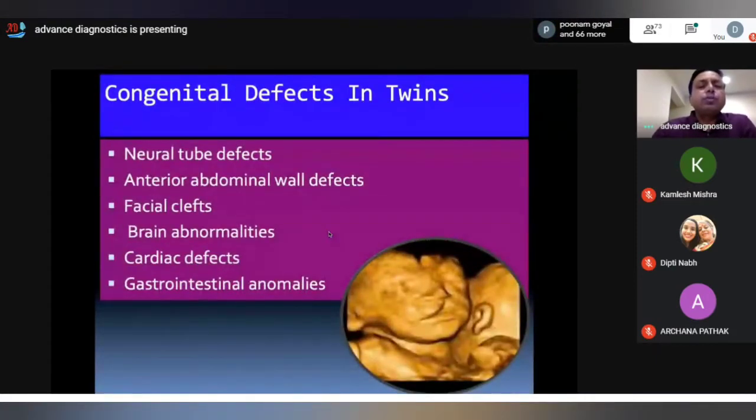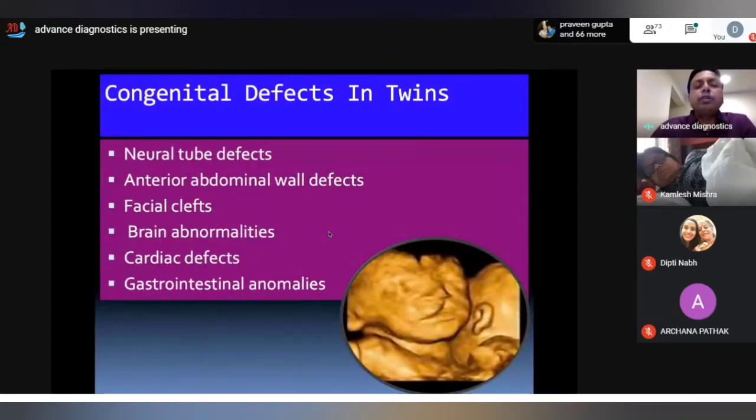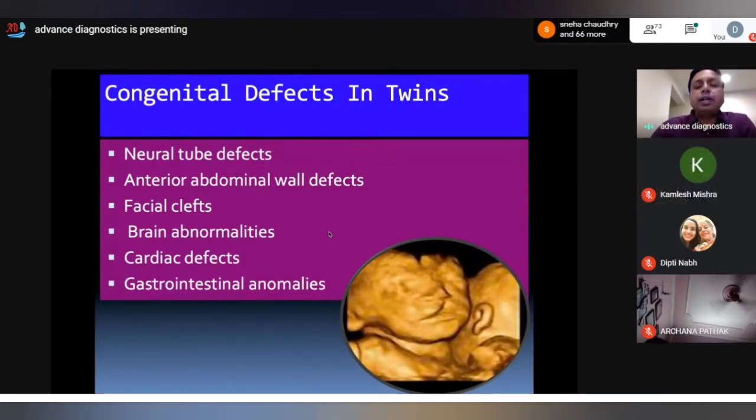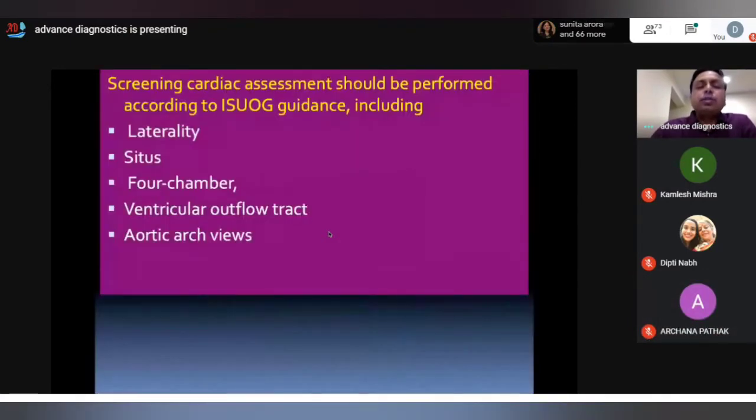Those defects that are more common in twins are neural tube defect, anterior abdominal wall defect, facial cleft, brain abnormalities, cardiac defect, and gastrointestinal defects. The ISUOG guideline says that we should do the routine cardiac assessment. That is, when we are doing our 18 to 20 weeks scan, we should include all the things of the ISUOG guidance: the laterality, situs, four-chamber view, ventricular outflow tracts, and everything else.